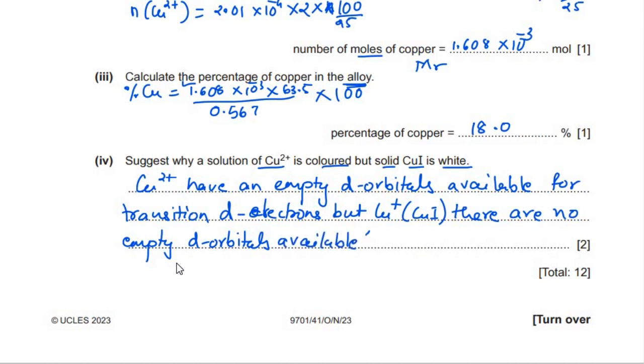for d electron transition. So that is the reason that whenever we have the transition elements with empty d orbitals, they will be colored. But if the d orbitals are not empty for any transition metal ions, then the compound won't be colored. So Cu2+ compounds are colored, but Cu+ compounds are not colored. And this is how question 5 also ends. Let's discuss the next questions in the next video.